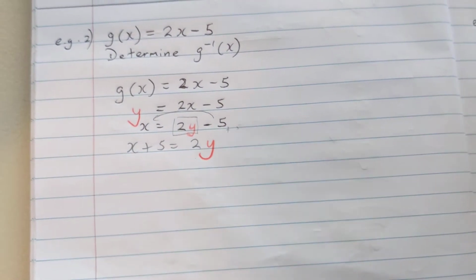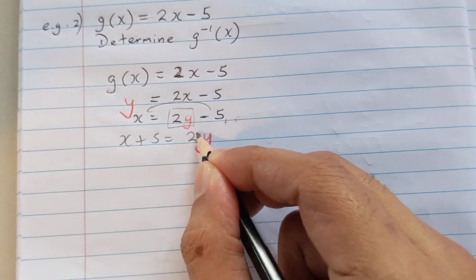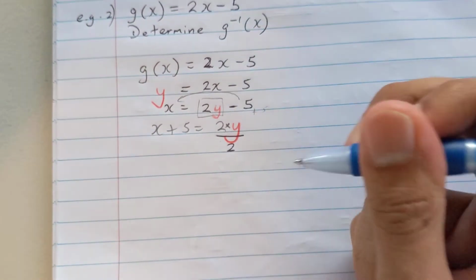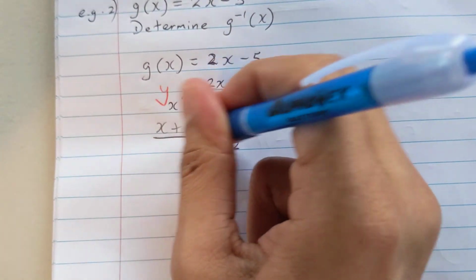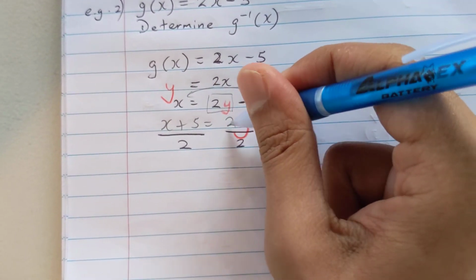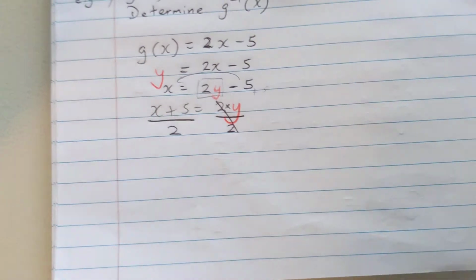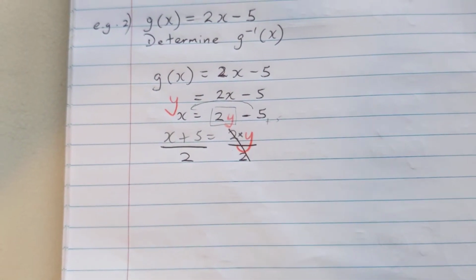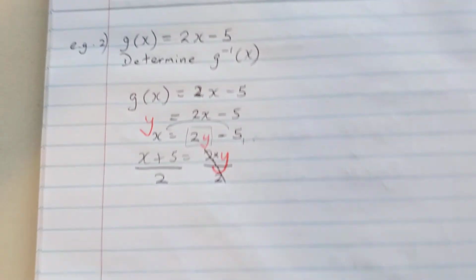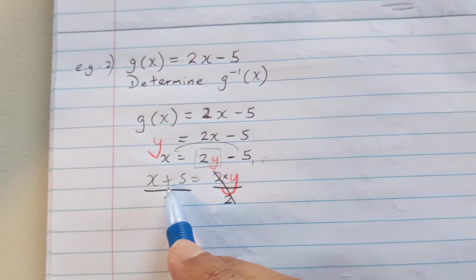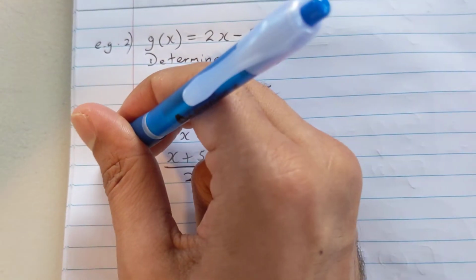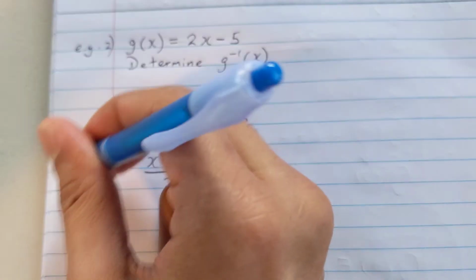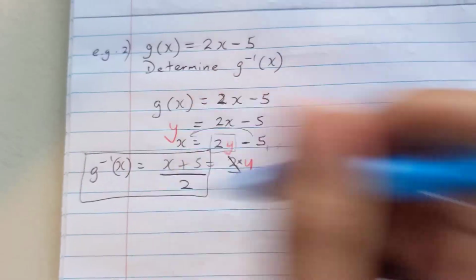Now I want y by itself. But right now y is multiplied by 2. So the reverse of multiplying by 2 would be to divide by 2. Whatever you do to one side, you do to the other. And the whole reason I divide by 2 is so this will cancel off. That's the whole reason we do the opposite. When you do the opposite, it will turn to 0 or turn to 1 if it's addition or multiplication. So these two cancel out, leaving me with y by itself. So whatever is left, that's going to be the inverse. And that's it. I get my inverse, g inverse x.